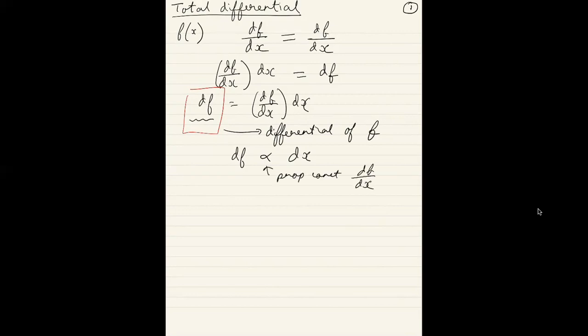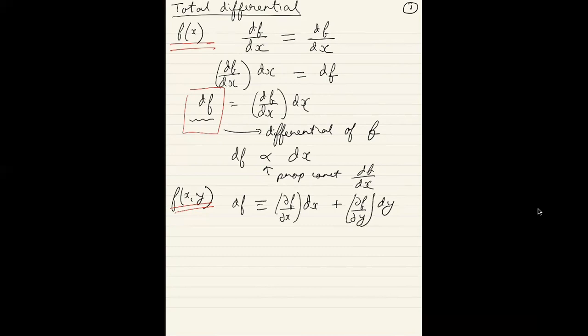So now let's try to extend this concept to a multivariable function where we have f of x, y, and it will be easy to generalize it to a function where we don't have just one variable, but as many variables as you wish. So for a multivariable function, we can similarly write df as something proportional to dx plus something proportional to dy. What is it that is proportional to dx? Instead of df by dx, now we will have partial f by partial x plus partial f by partial y.